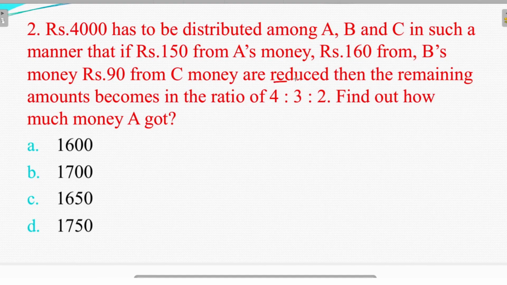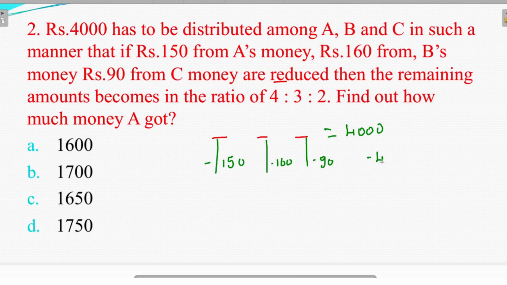Fine. So initially 4000 rupees is distributed among the members. But out of 4000 rupees, I will take 150 rupees from A, 160 rupees from B, and 90 rupees from C, which means total 400 rupees I will take. Out of 4000 rupees, reduced means remaining 3600 rupees.